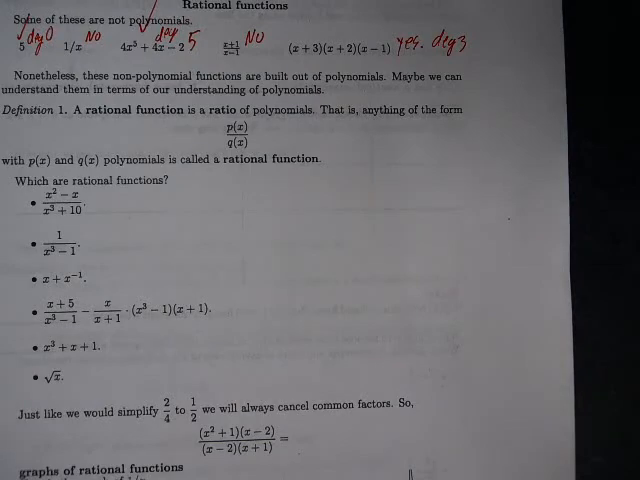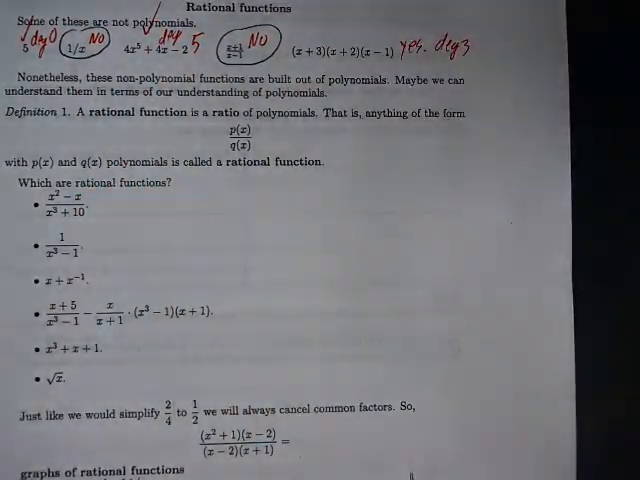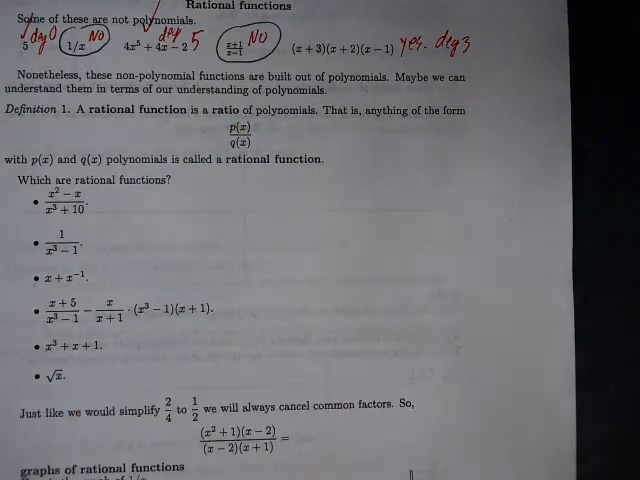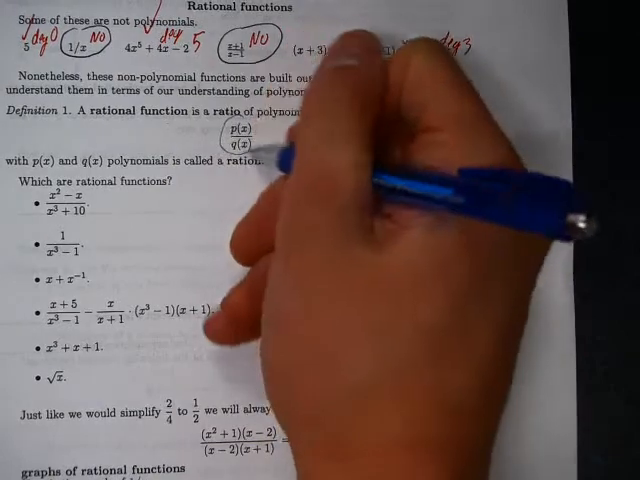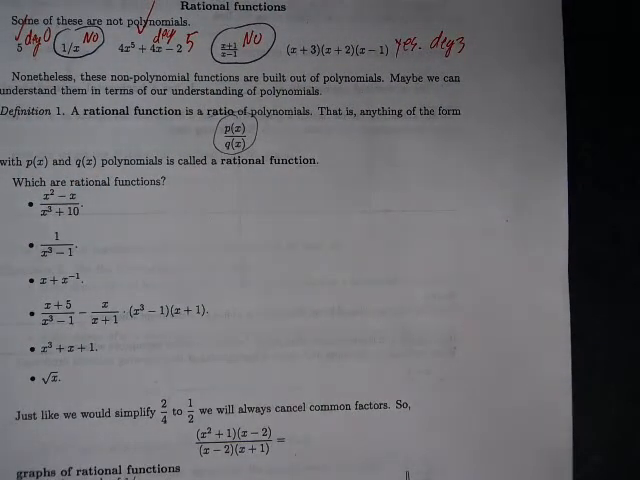Now, these things that I said are not polynomials, they're still built out of polynomials. Right? They're just a polynomial divided by a polynomial. So if we understand polynomials, we can probably understand polynomials divided by polynomials. That's what today is about introducing. A rational function is a ratio of polynomials. Anything of the form p of x divided by q of x, where p and q are polynomials, is a rational function. They're called rational functions for the same reason that rational numbers are called rational numbers. They're ratios. That makes sense?